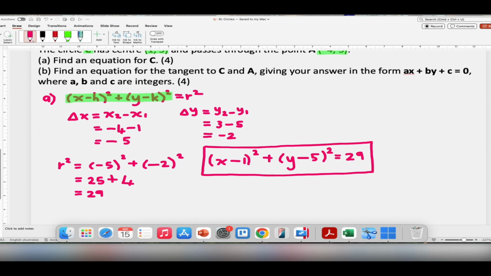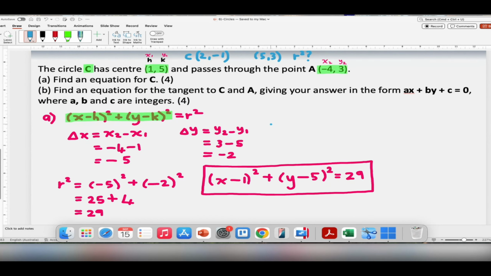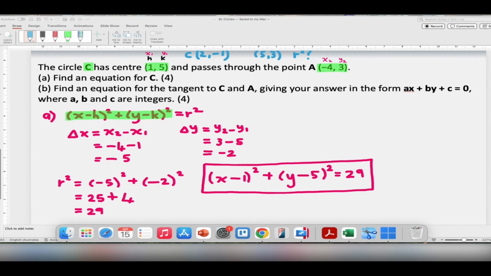29. So why did we square the differences? Because the radius length uses the distance formula, squaring avoids negatives. Okay, let's move on to part B.